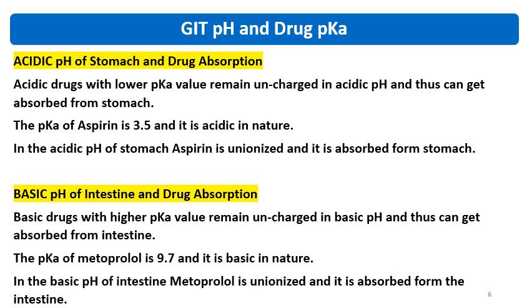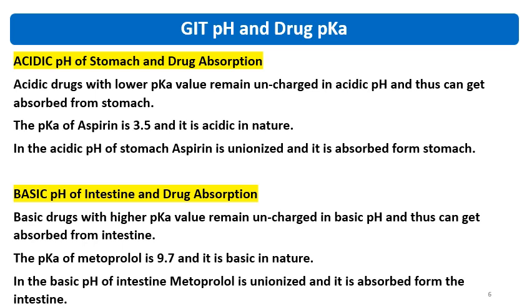Then the pH of the stomach is also acidic. So as we have seen in the previous slides, the acidic pH of stomach will not ionize the aspirin. In acidic pH of stomach, aspirin is unionized, and that's why it will get absorbed from the stomach.